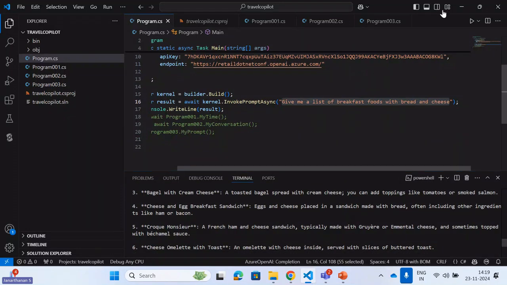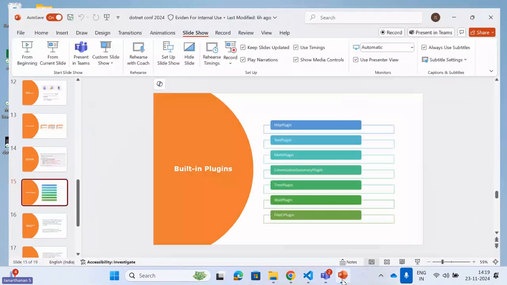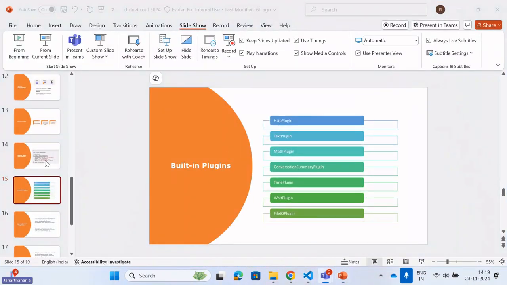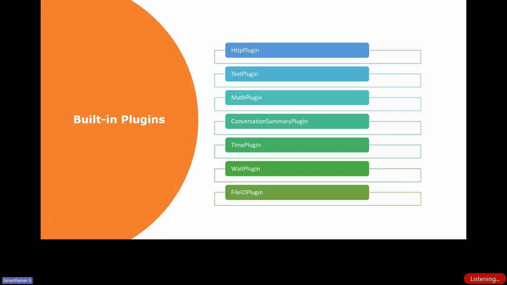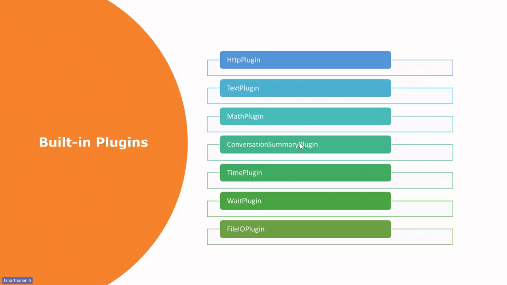Okay. Let's see a more detailed prompt, which is nothing but how we are going to build with respect to your plugins. There are different types of plugins you can see with respect to your semantic kernel. So when you see the different types of plugins, we have an HTTP plugin, text plugin, math plugin, conversation summary plugin, time plugin, wait plugin, and the last one is file IO plugin. So these are the built-in types of plugins available as part of the semantic kernel approach.